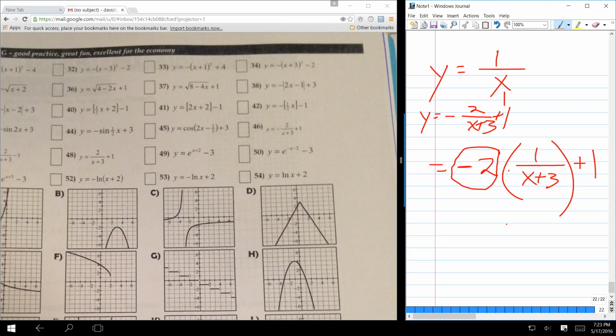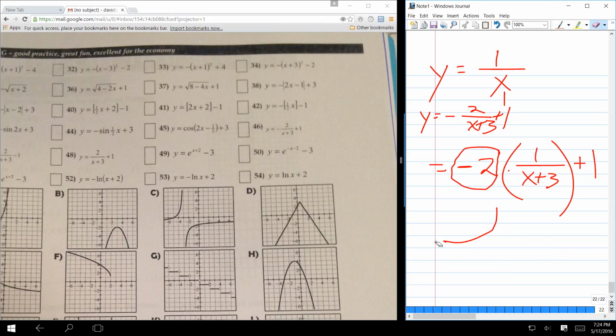Yeah, so from my original picture, if I flip over the x-axis, I get this. Okay. What's the 2? It's a compression. Okay. What's the plus 3 in the denominator? It's a vertical asymptote at -3.